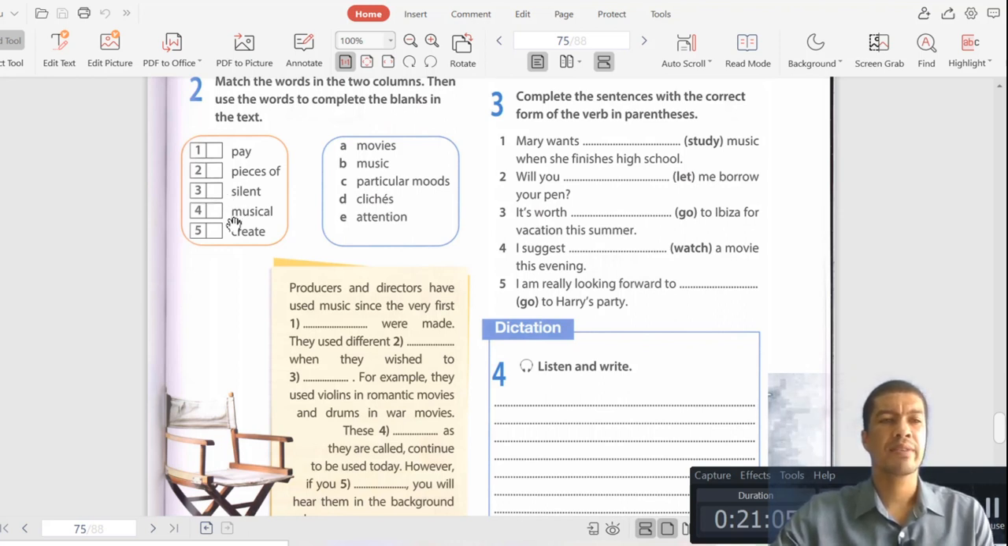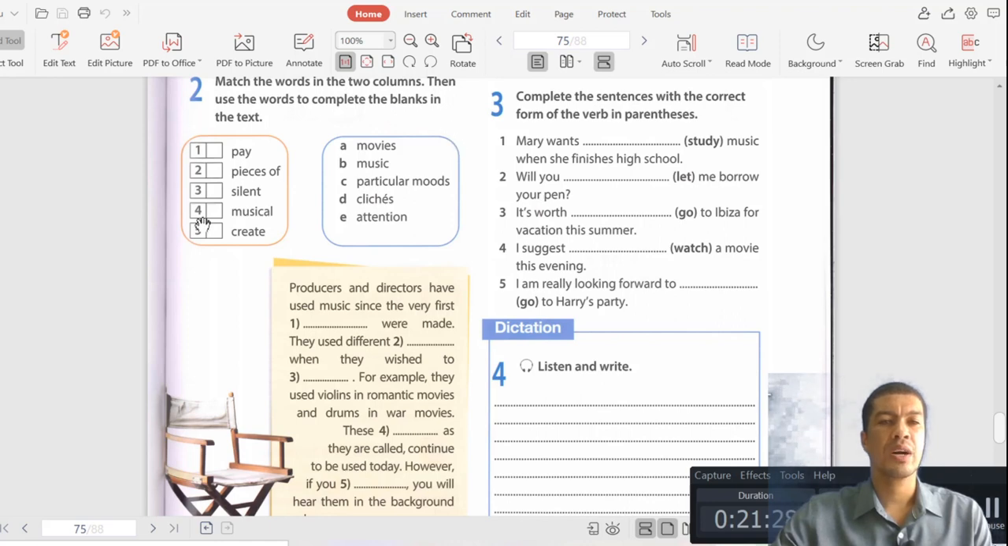Four, we will have musical cliches. So four will be D, and five will be create particular moods, which will be C. So the correct order for matching these activities will be 1E, 2B, 3A, 4D, and 5C.